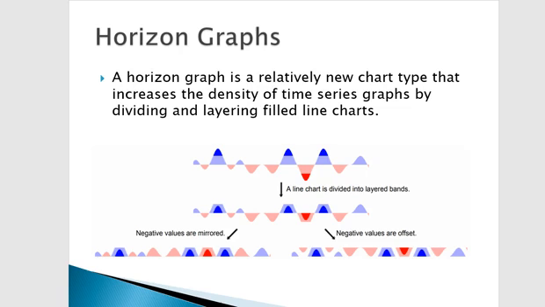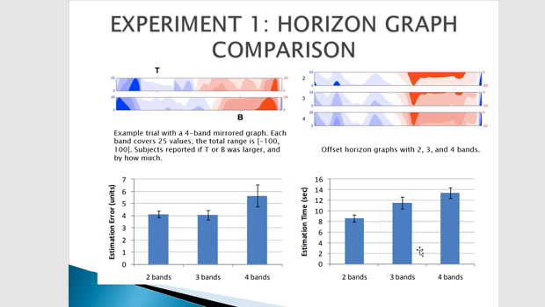normal line chart, which is divided into bands and layered to reduce the chart height. The negative values are flipped to positive values and mirrored into the same space as positive values. These two are examples of negative values as mirrored and offset.